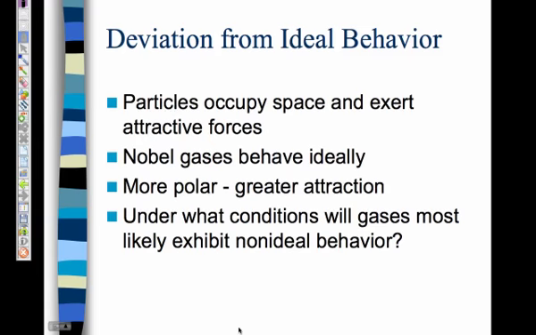Okay, so far we've talked about ideal gases. They behave ideally and they follow those 5 assumptions we had of the kinetic molecular theory. But real gases occupy space and exert attractive forces. Noble gases will behave ideally, but a lot of gases are going to have some sort of polarity and attractive forces between them. So if they're more polar, there's going to be more attraction and more deviation from ideal behavior.